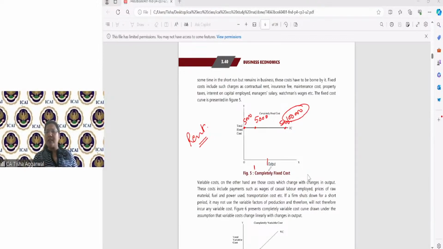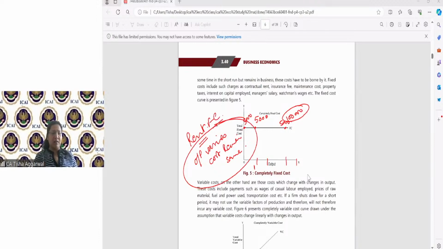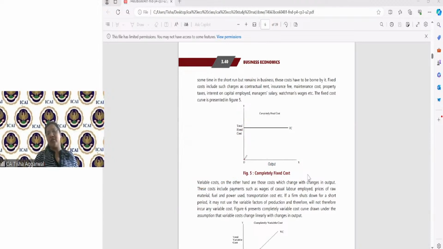The output varies, but the cost remains the same. It is known as the fixed cost. Is it clear? Let's go to variable cost. Now look at this remarkable situation: even at zero level, the cost is there.